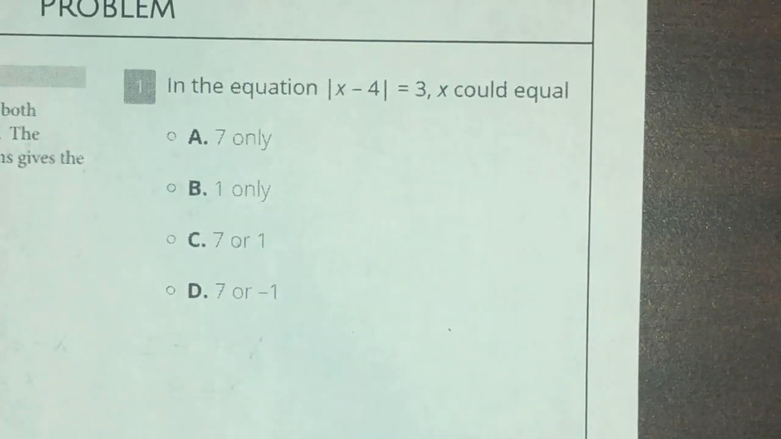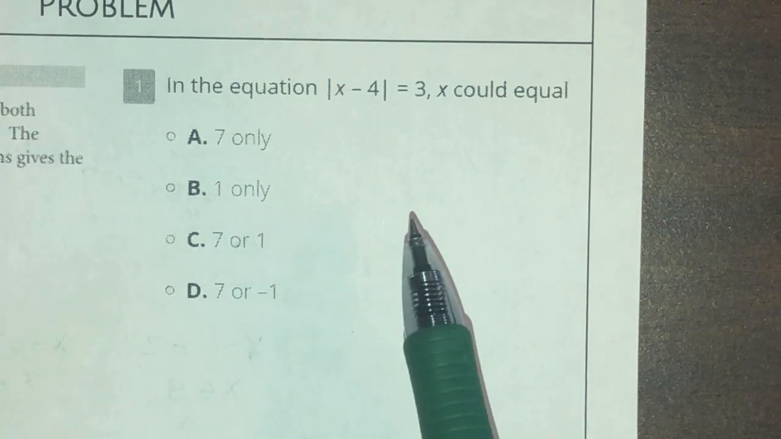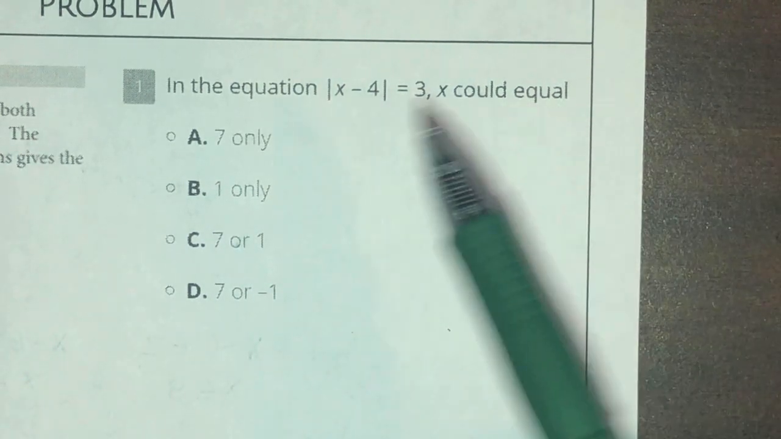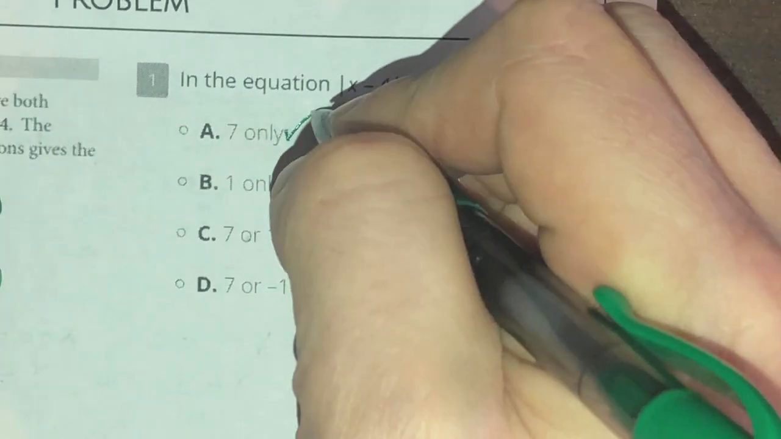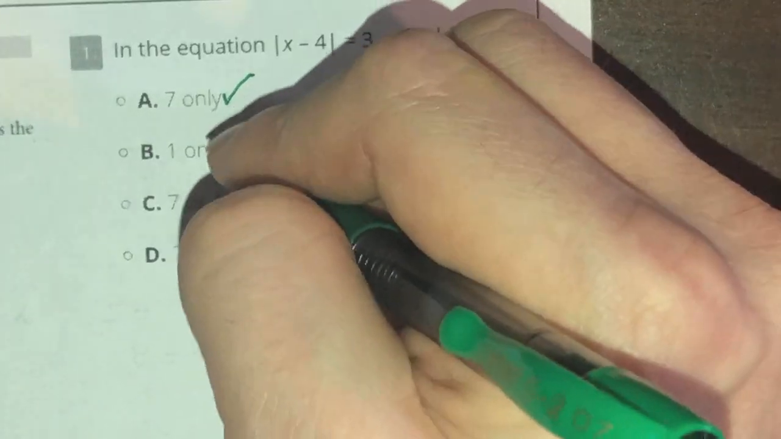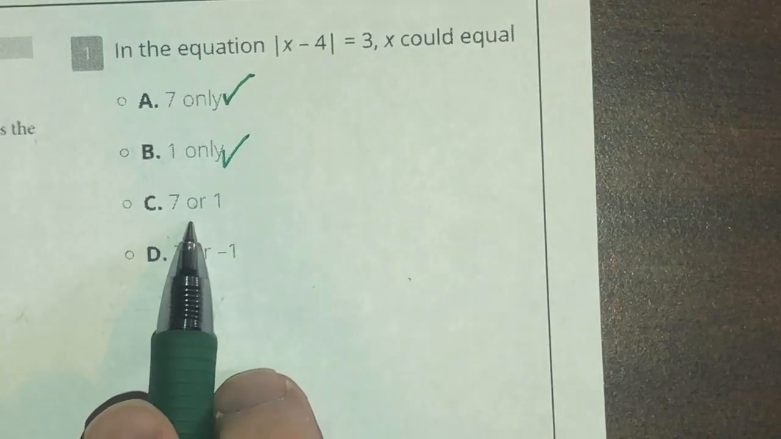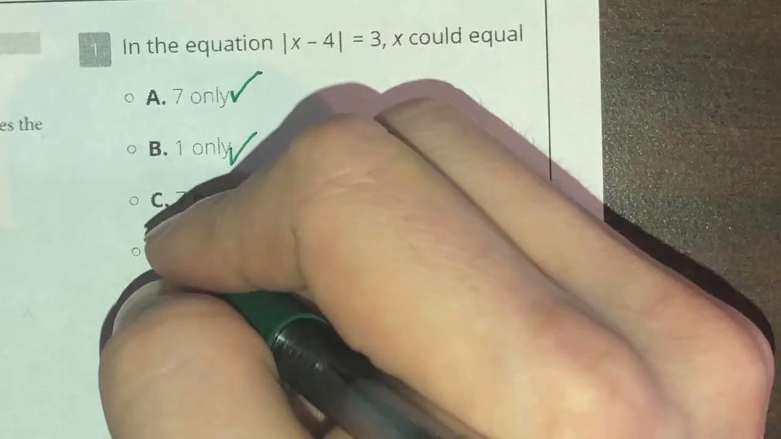How about this one? In the equation absolute value of x minus 4 equals 3, what could x be? Could it be 7? Could it be 1? Could it be 7 or 1? Could it be 7 or negative 1? Let's just do process of elimination. 7 minus 4, let's plug it in, is 3. Absolute value of 3 is 3. So that could be it. 1 minus 4 is negative 3. Absolute value of negative 3 is 3. So 1 could be it. That immediately means this is probably it. Let's just check. Negative 1 minus 4 is negative 5. Nope, that's not going to work.